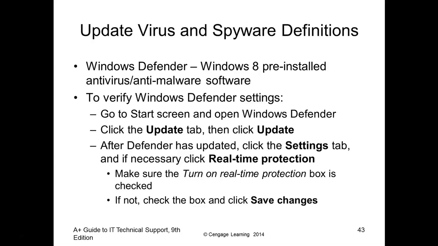Okay, so after it's updated, you click on the Settings tab, and then you can choose the real-time protection if you want to. Real-time protection, when that's checked, is basically going to scan stuff as you're receiving it, as it's coming in. Once you're done with that, you just click on Save Changes, and then you're good to go.